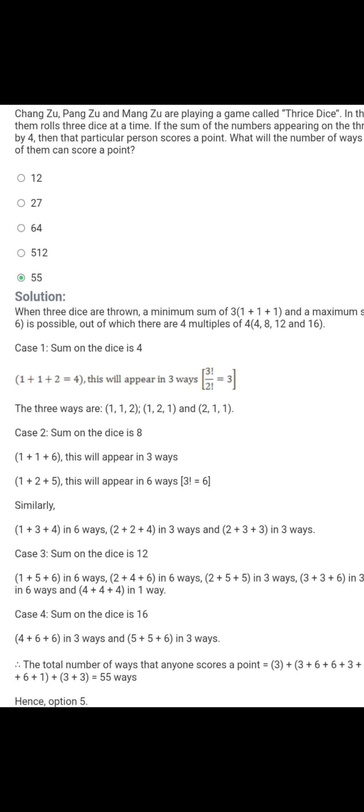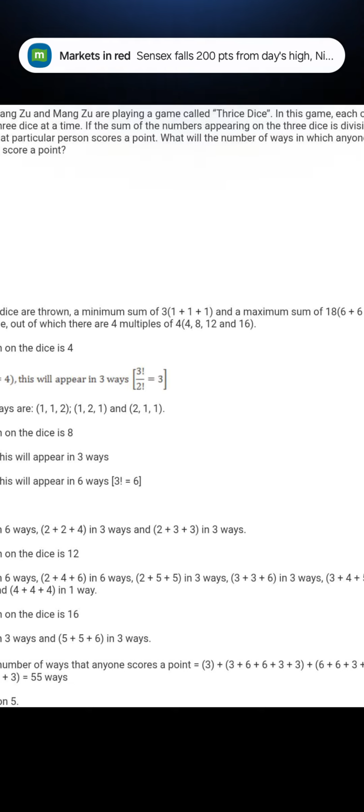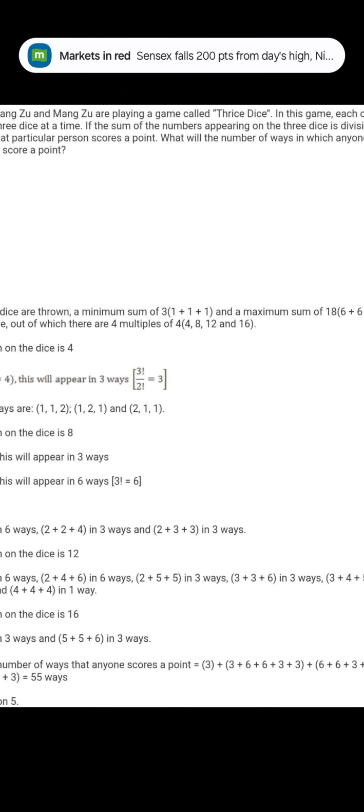If the sum of the numbers appearing on the 3 dice is divisible by 4, then that person scores a point. So the total should be a multiple of 4, which is 4, 8, 12 or 16. What will be the number of ways in which any one of them can score a point? So basically the number of ways of having 4, 8, 12 or 16 if you throw 3 dice together.